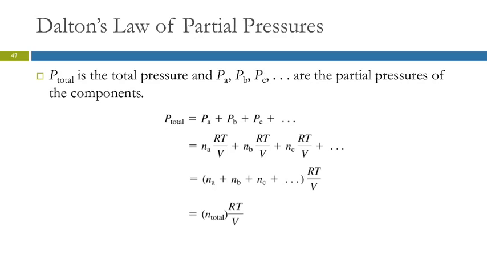These gases are together in one container. They all have the same temperature. They have the same volume. So gas C, moles of C times RT over V. So we can factor RT over V out, and then we've got moles of A plus moles of B plus moles of C, etc. We could combine those terms and say, well, that's the total number of moles of the gas. So the total pressure is equal to the total number of moles times RT over V.